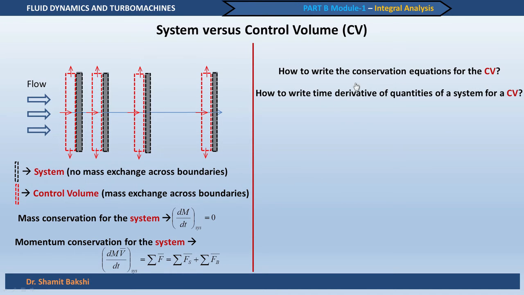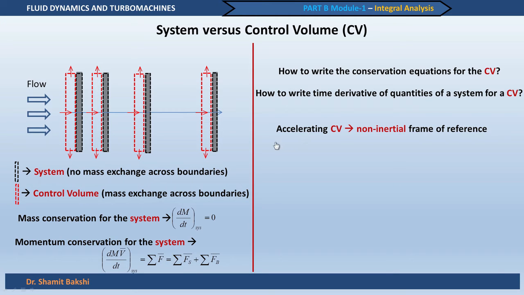In other words, it means how to write the time derivative of the quantities of a system for a control volume. Mainly, if you see the left hand side of the equation, which is the time derivative of mass or the time derivative of momentum for the system, if we can write this time derivative for a system in terms of a control volume, then we can rewrite this governing equation for a control volume. That is more precisely what we are looking for in this analysis.